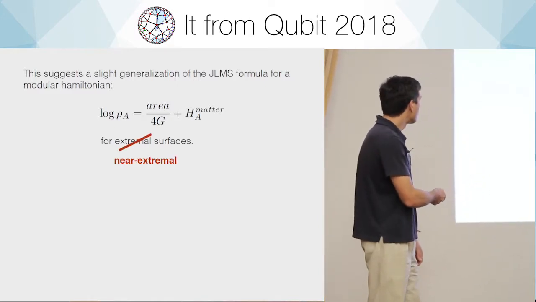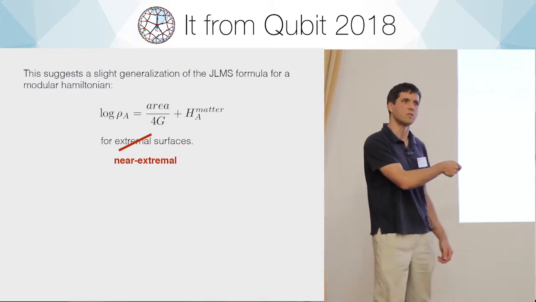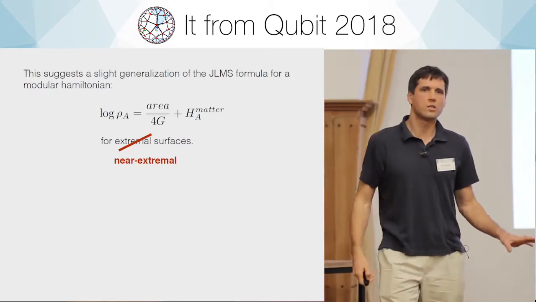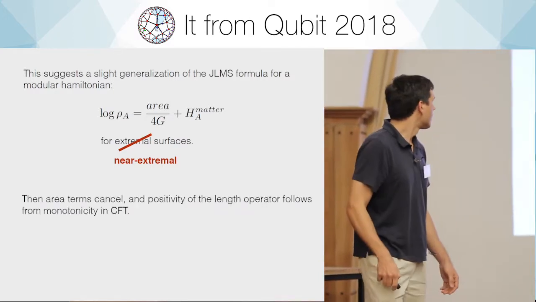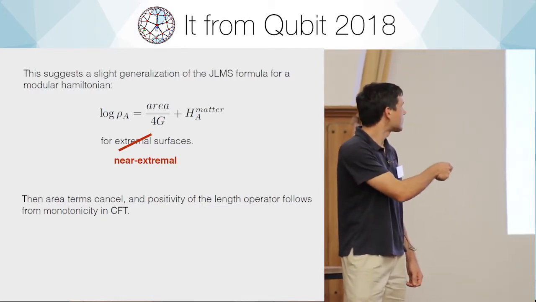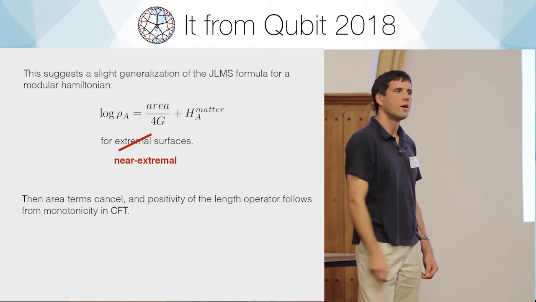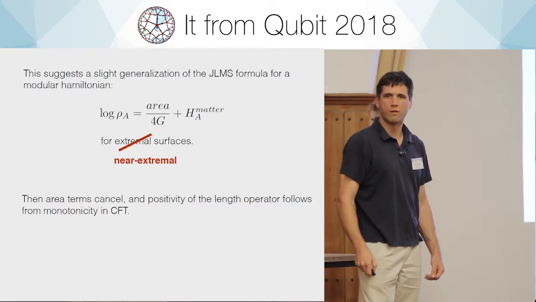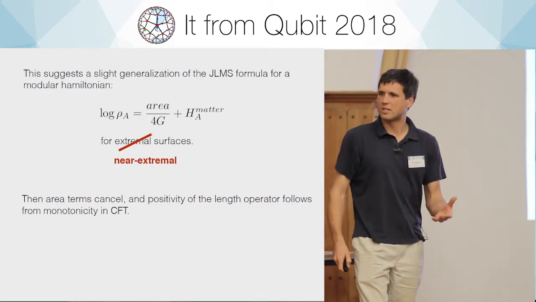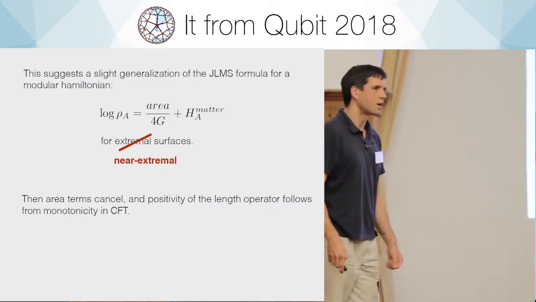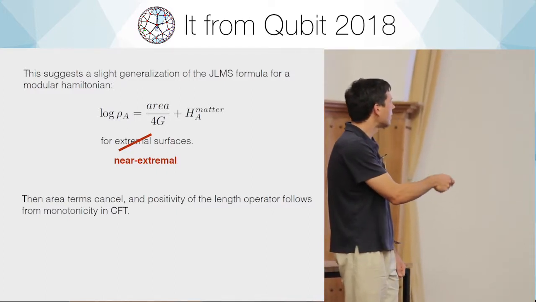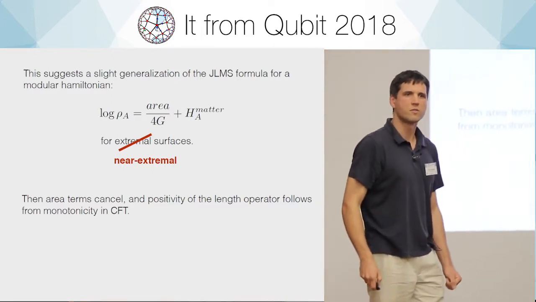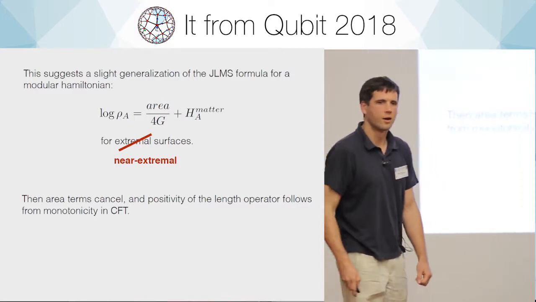So what this suggests is that maybe this is also true for these near extremal surfaces. If the JLMS formula still holds for these deformed regions, then the monotonicity of this CFT quantity will be exactly the monotonicity of the bulk matter modular Hamiltonian. The area terms will cancel, and you'll just be left with monotonicity in the bulk. So this is perhaps the explanation, although I think understanding to what extent we can really make sense of regions in the bulk when they're not bounded by extremal surfaces is an important open question.